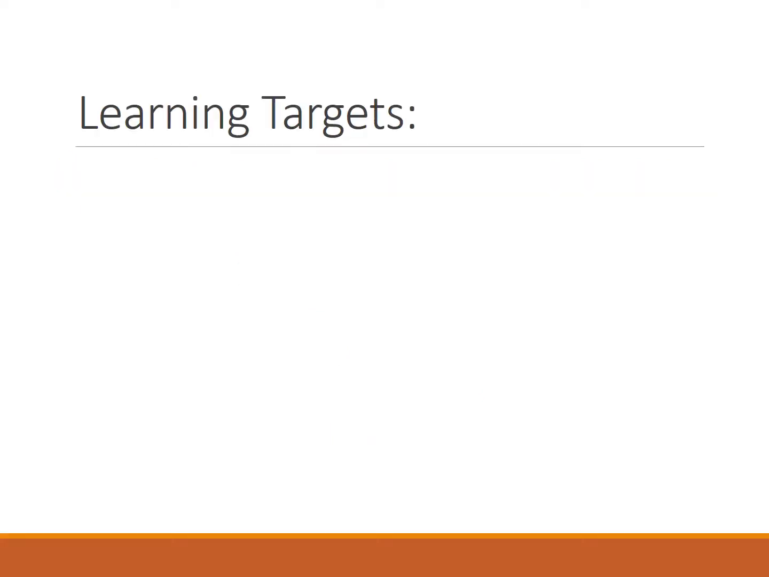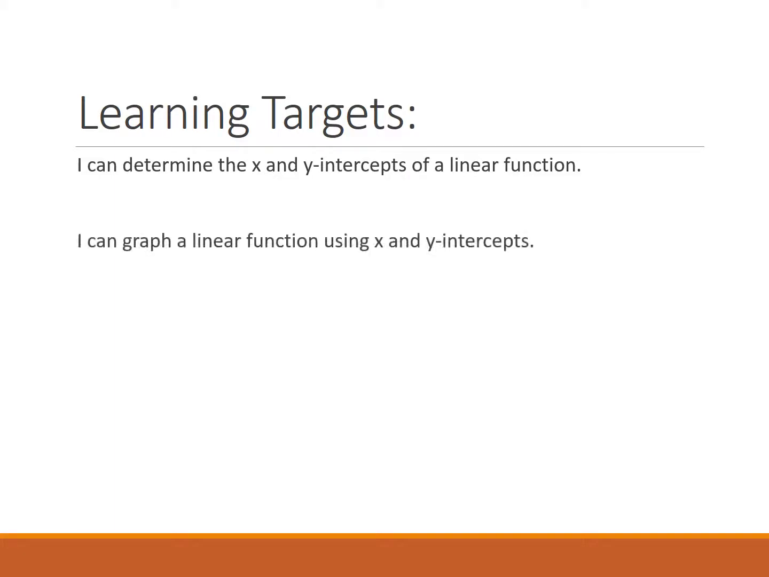So what should we know how to do after today's lesson? We should be able to determine the x and y intercepts of a linear function. We should be able to graph a linear function using those x and y intercepts. And we should also be able to graph a linear function using the translations of y equals x in translated form.